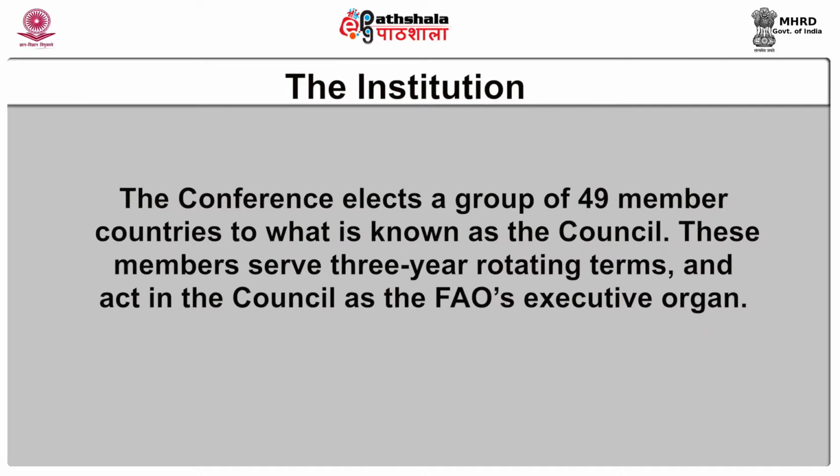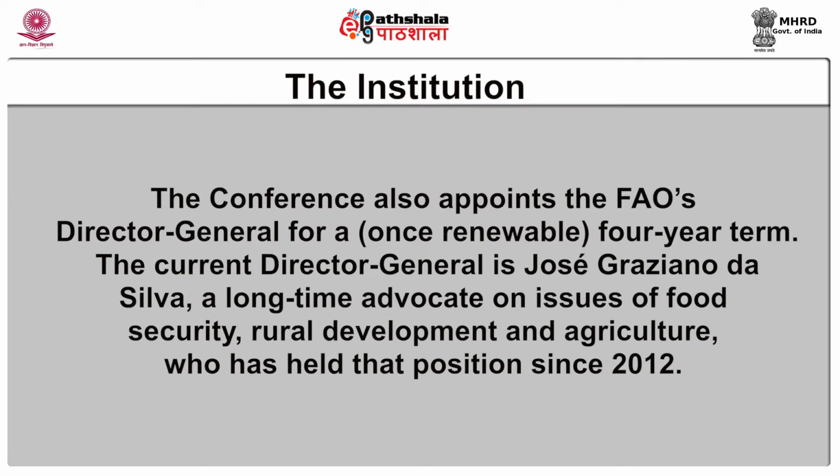The conference elects a group of 49 member countries to what is known as the Council. These members serve 3-year rotating terms and act in the Council as the FAO's executive organ. The conference also appoints the FAO's Director General for a once-renewable 4-year term.